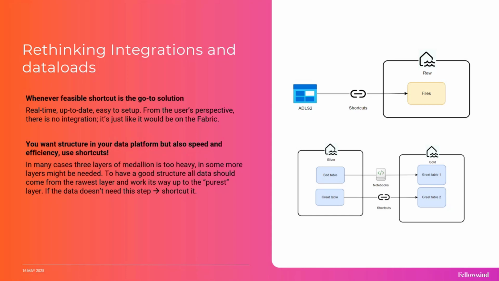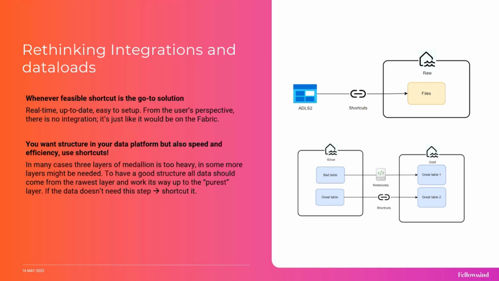But then you also want to have a structure in your data platform, as well as speed and efficiency. In many cases I have ended up thinking that three layers of medallion is maybe a bit too much. We don't need that many transformation layers, but some of our data might actually need that. To have a good structure, all data should come from the rawest layer and always move forward to the purest layers. And I think that data should never skip a layer.